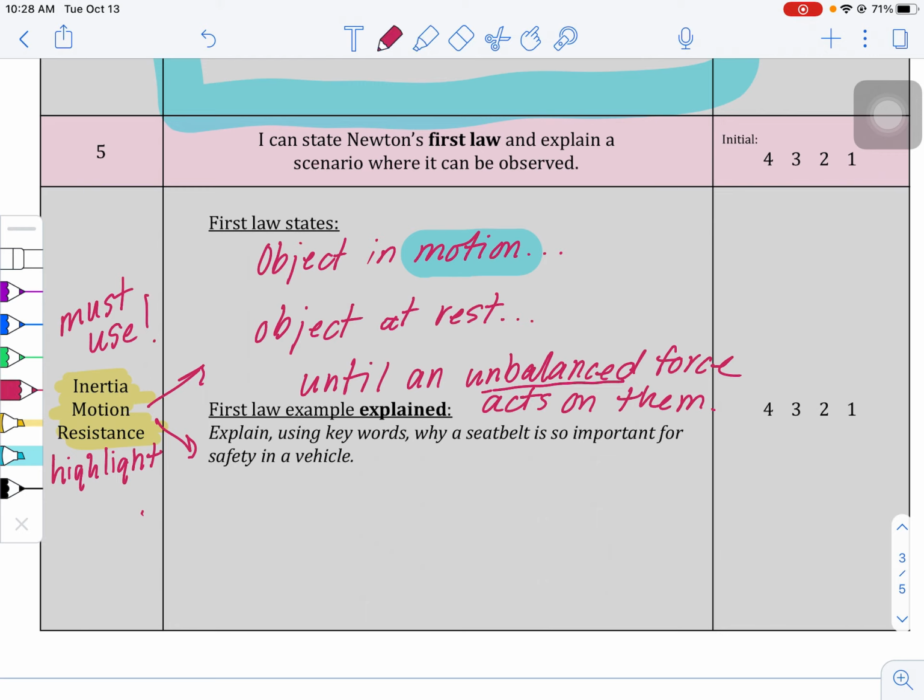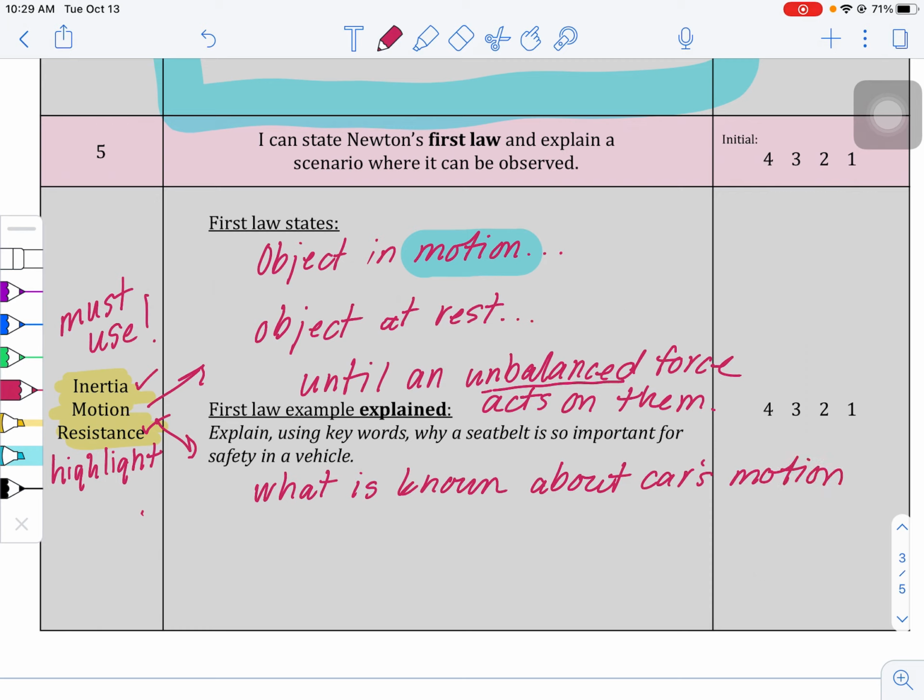But we're going to want to be thinking about now inertia and resistance as we explain the seatbelt. So here's what you want to think about as you're going through this explanation. Don't write these questions down. These are ideas to help you get your explanation complete. So what is known about the car's motion? That's what we want to think about first.